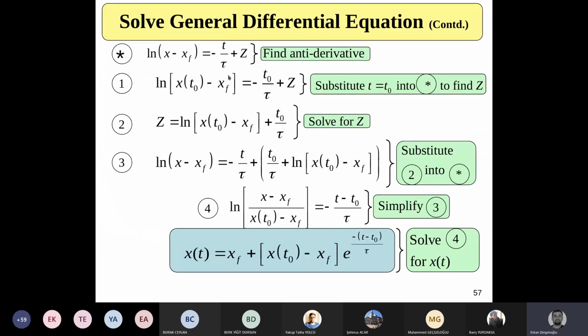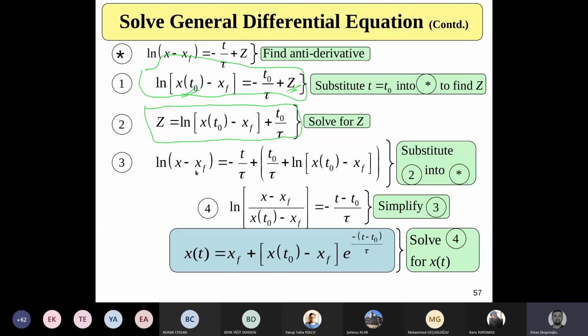And to find z, since you know the initial values of everything, the initial starting time and the initial value of the variable, either the inductor current or the capacitor voltage, we can just substitute them and solve for z. So the value of z will be something like this.